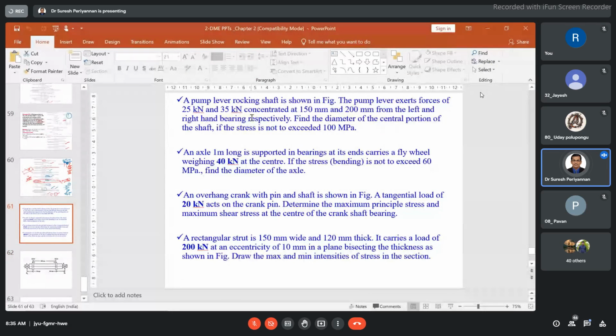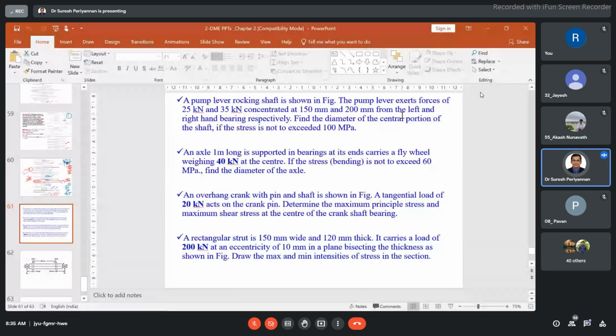A pump lever rocking shaft is shown in the figure. The pump lever exerts forces of 25 kilonewton and 35 kilonewton, concentrated at 150 mm and 200 mm from the left and right hand bearings respectively.